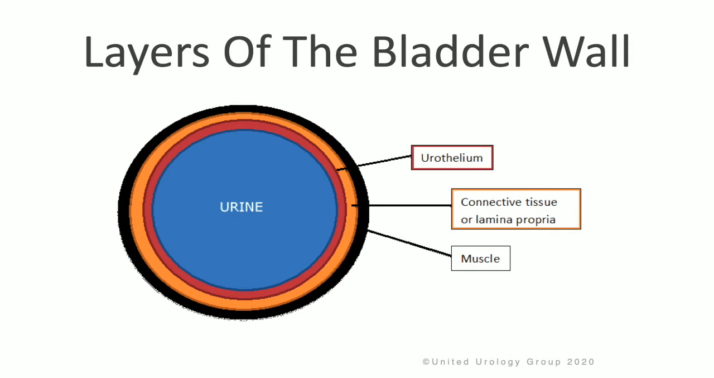The bladder wall is made up of a number of layers. The outside layer is muscle, followed by a connective tissue layer or lamina propria, followed by the inside layer or urothelium.